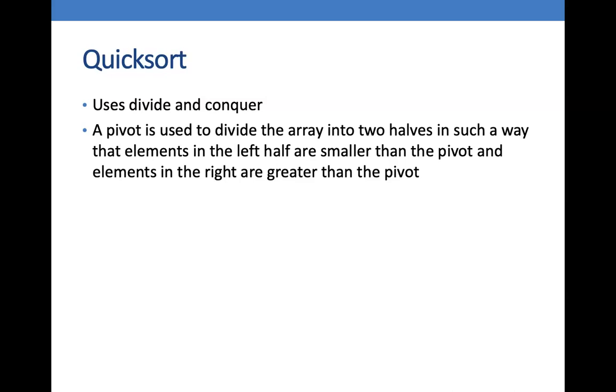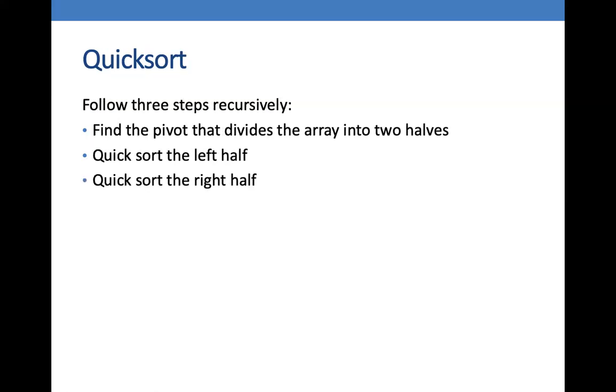Quicksort also uses the divide and conquer technique. What we have here is a variable, or a pivot, that is used to divide the array into two halves, like the merge sort but different in some way, as you will see later. The elements on the left half are smaller than the pivot, and the elements on the right are greater than the pivot. So the steps that we recursively follow are these: we first find the pivot that divides the array into two halves, and then we quicksort the left half, and then we quicksort the right half.